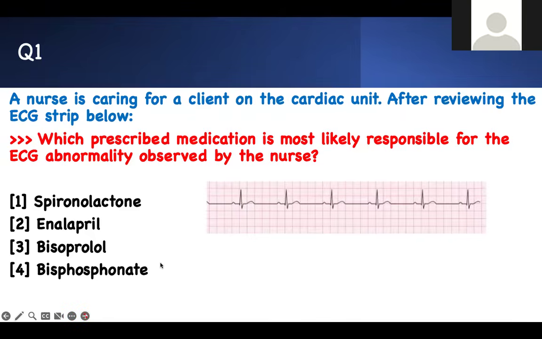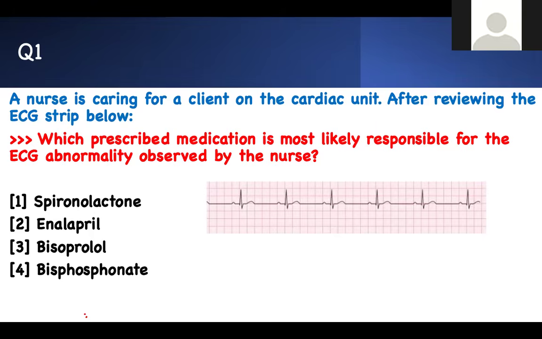First question, as you can see, there's an EKG associated with the medication. I know you know it. Don't worry, don't freak out. A nurse is caring for a client on a cardiac unit. After reviewing the ECG strip below, which prescribed medication is most likely responsible for the ECG abnormality observed by the nurse? The first thing you do is go for the buzzword. They say responsible, meaning that medication is what is causing that EKG finding. All the rest that they've said doesn't mean anything.